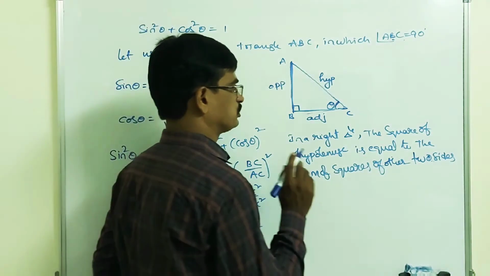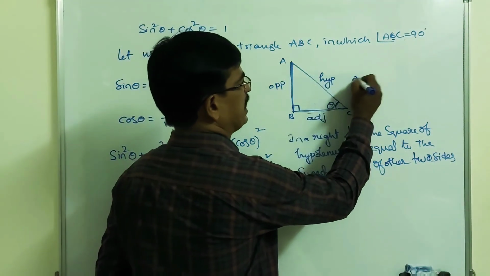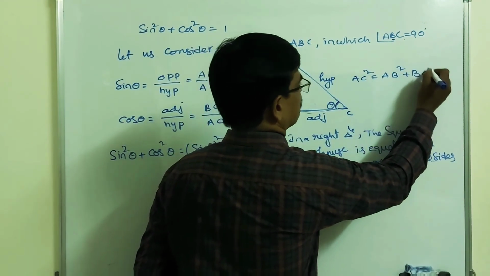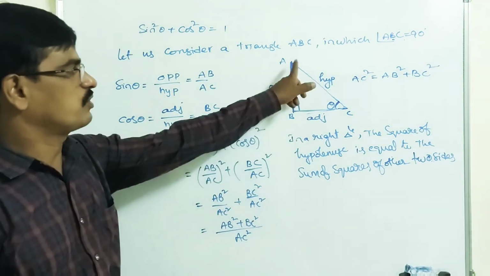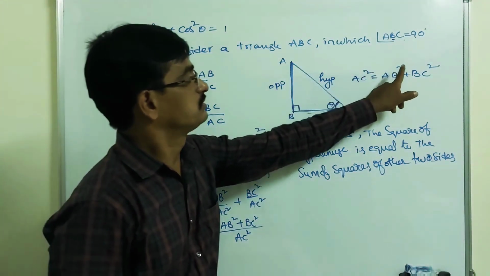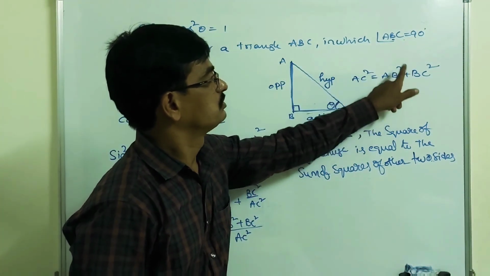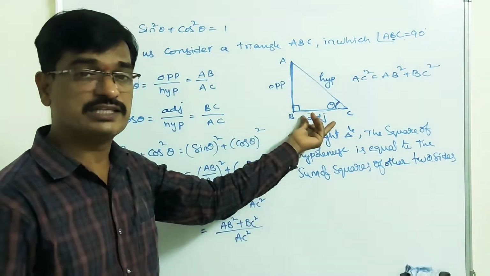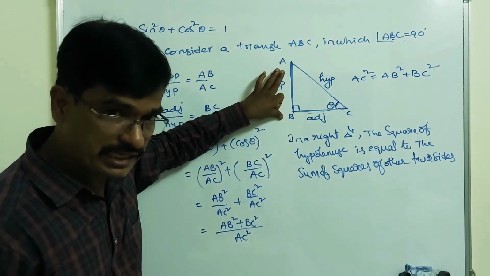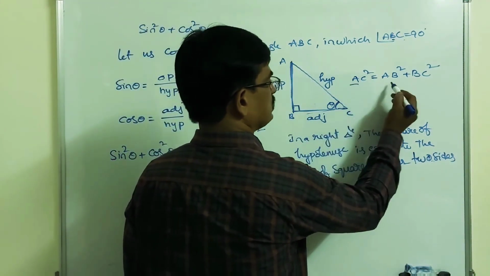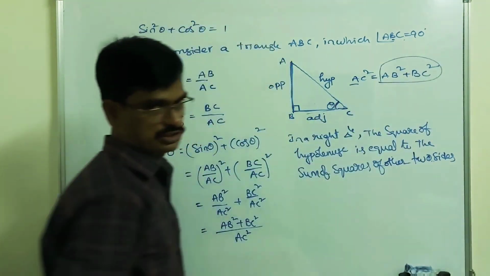Remember it. It's the most important. That can be written as AC square is equal to AB square plus BC square. The square of hypotenuse AC square is equal to the sum of the squares of the two perpendicular sides. What are the perpendicular sides? AB and BC. Now AC square is equal to AB square plus BC square.